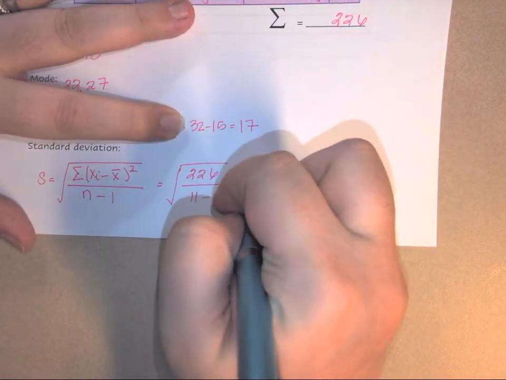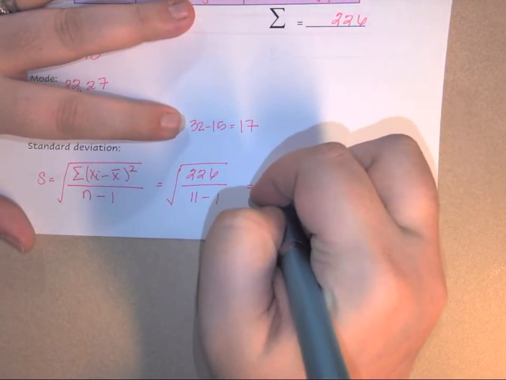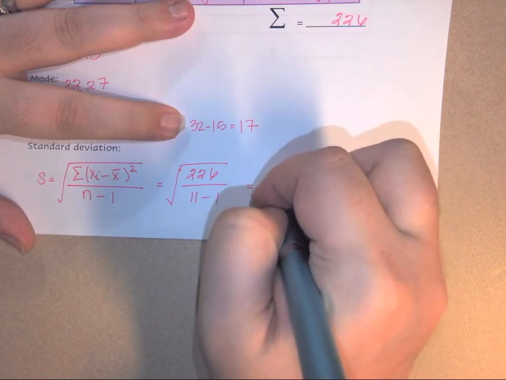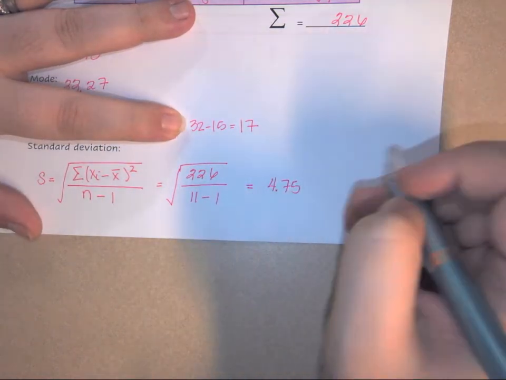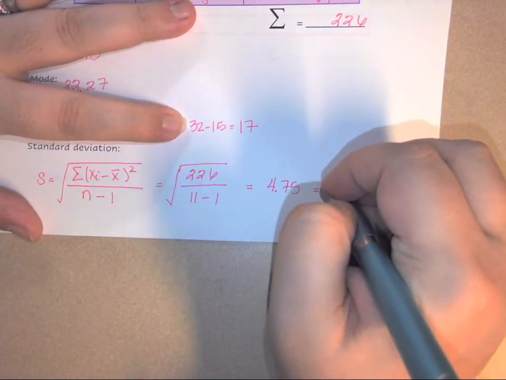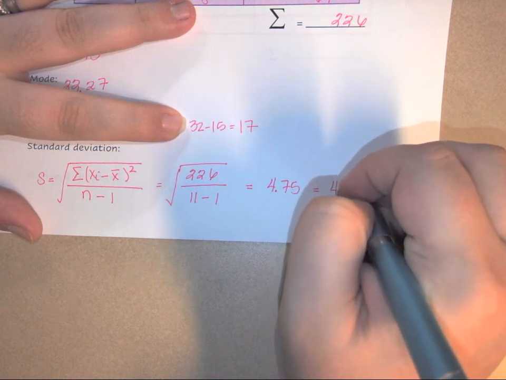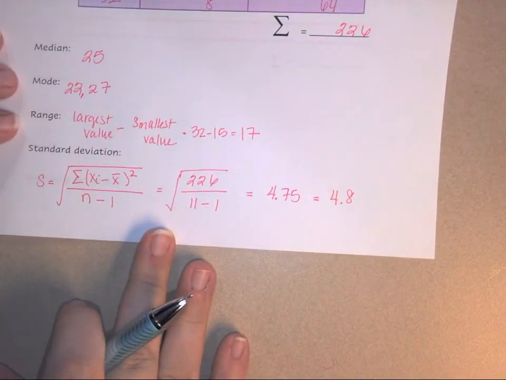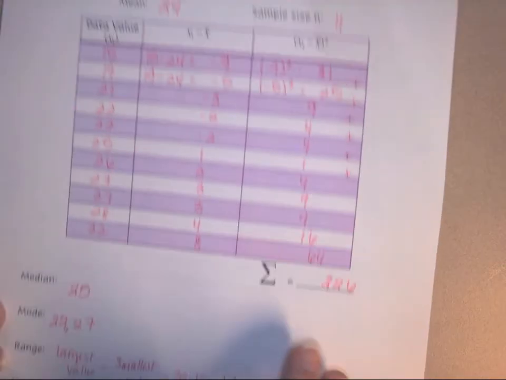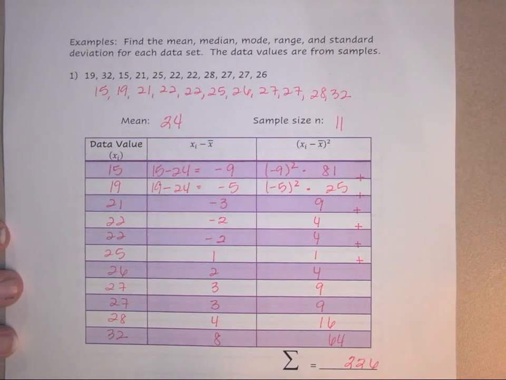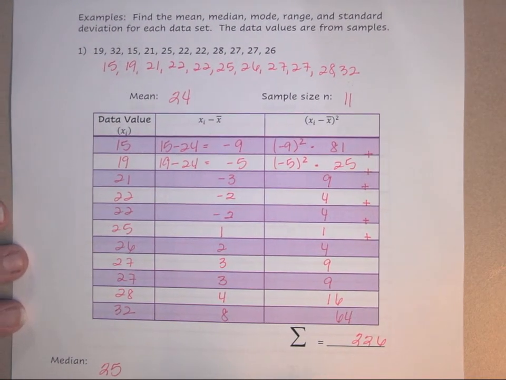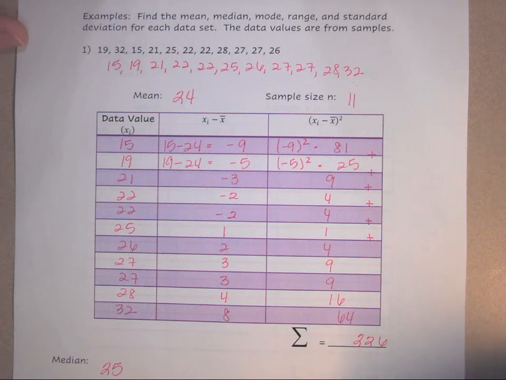So in this case, you're going to end up with 4.75, or if you're told to round, you may write 4.8 depending. And that's all there is to it. So, that is the standard deviation based on the values that have been given.